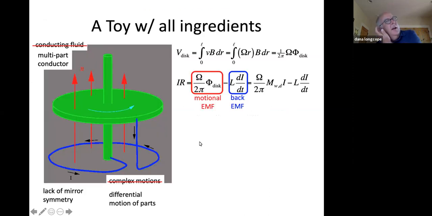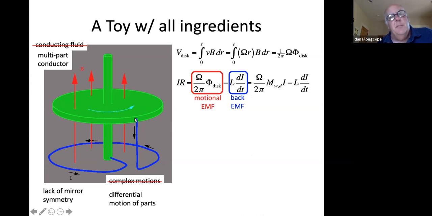And here is an example I used in the lecture, and I went through it in great detail. I'm not going to do that here. A toy we call a homopolar dynamo, and it just shows you how ingredients like this all work. Instead of a conducting fluid, it's just a 2-part gizmo built out of metal. It's not a single object built out of metal. That wouldn't do. You need differential motion.